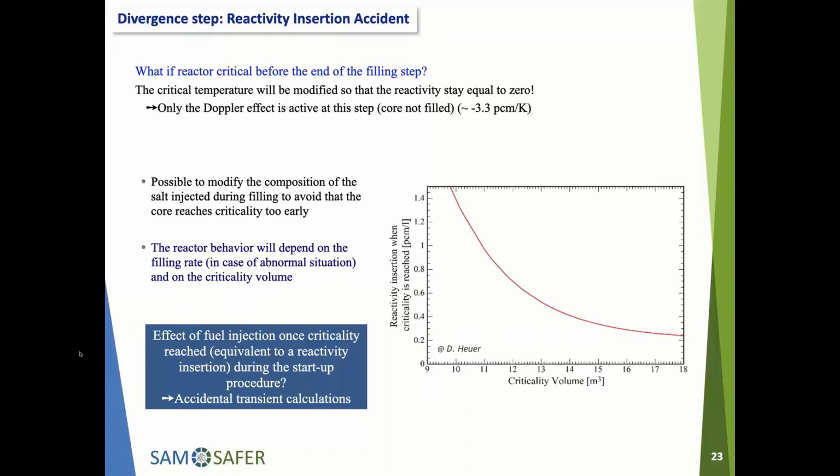And you can see that we have around 1 pcm per liter that we add in the core once it's critical. So it means that we have an accident of criticality insertion in the reactor at this step. And we have to see what is the effect of fuel injection while criticality is reached. It's a reactivity insertion at low power. And what is the effect of such an accident? So we have to do accidental transient calculations, of course.